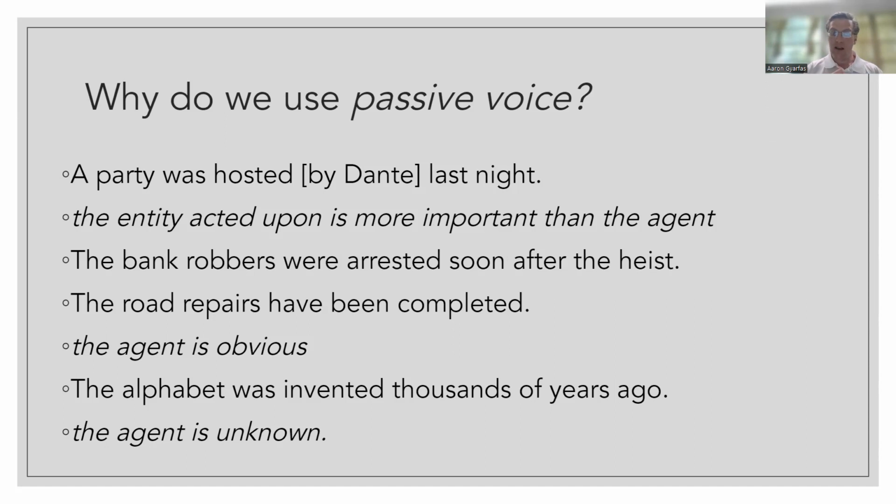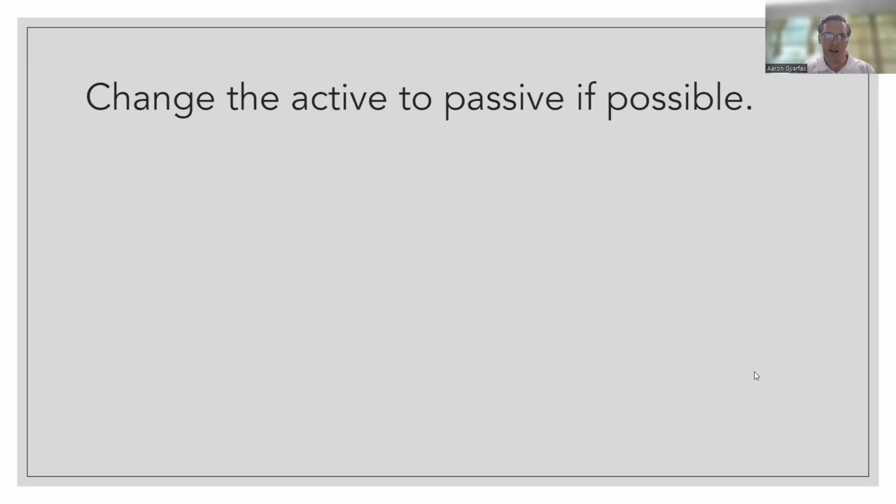If I'm talking about the alphabet and saying the alphabet was invented thousands of years ago, who invented the alphabet? It likely wasn't even one person. It was likely a lot of different people over a long period of time. But I don't know who invented the alphabet. That was like 10,000 years ago or something. So the agent is unknown. So you can see here there are many reasons why we might use passive voice to move that direct object into the subject position. Okay?